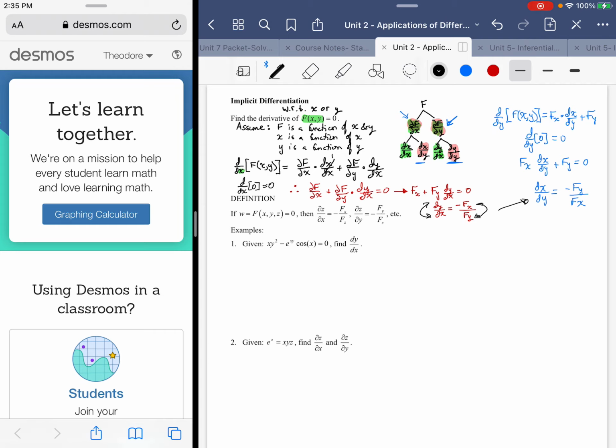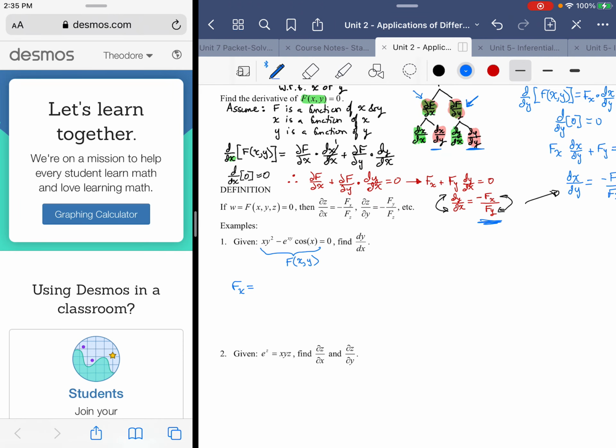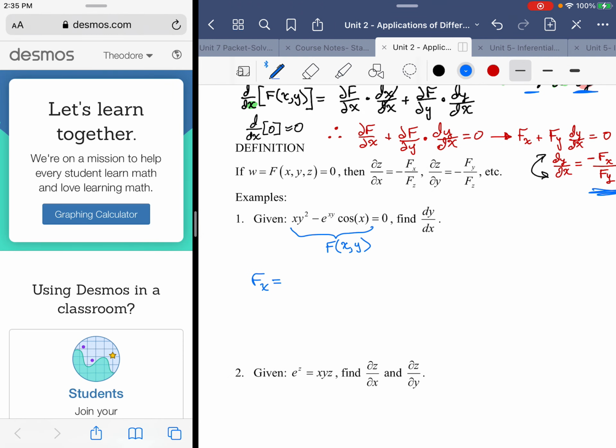All right, so what it's asking us to do here, we have our function defined. The left-hand side is the f of x comma y, I should say. If I want dy dx, I just need the partial with respect to x negated divided by the partial with respect to y. All right, so f sub x. Now, sometimes it's easier said than done, but it's still doable.